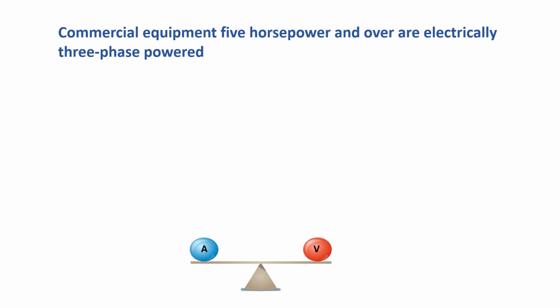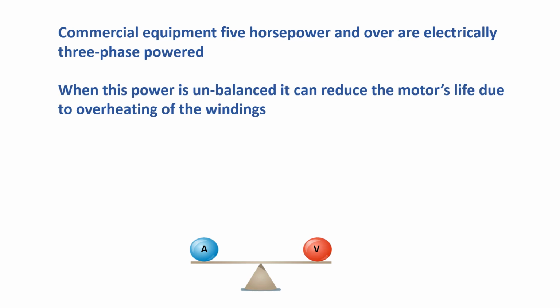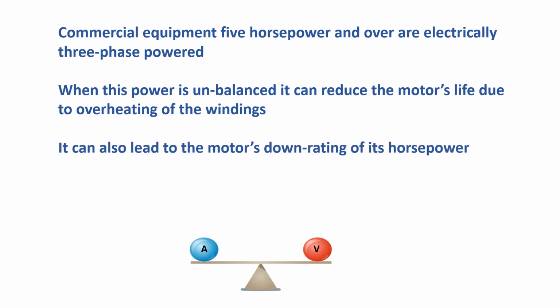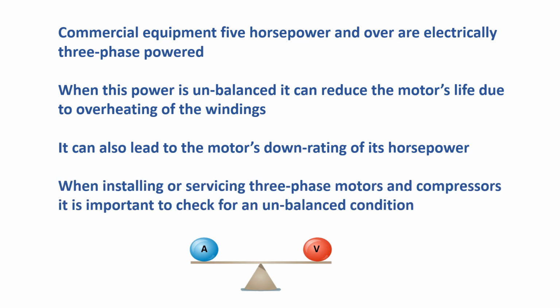Commercial equipment 5 horsepower and over are electrically three-phase powered. When this power is unbalanced, it can reduce the motor's life due to overheating of the windings. It can also lead to the motor's downrating of its horsepower. When installing or servicing three-phase motors or compressors, it is important to check for an unbalanced condition.